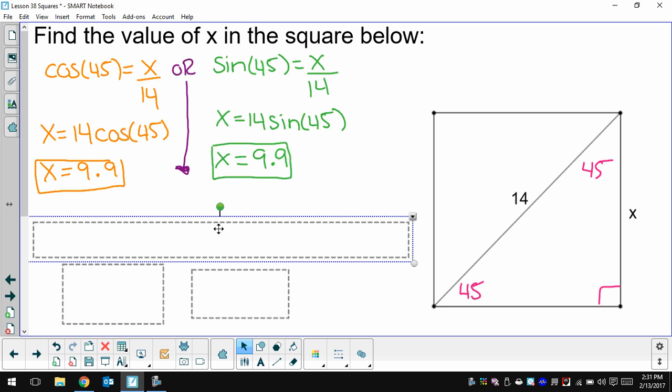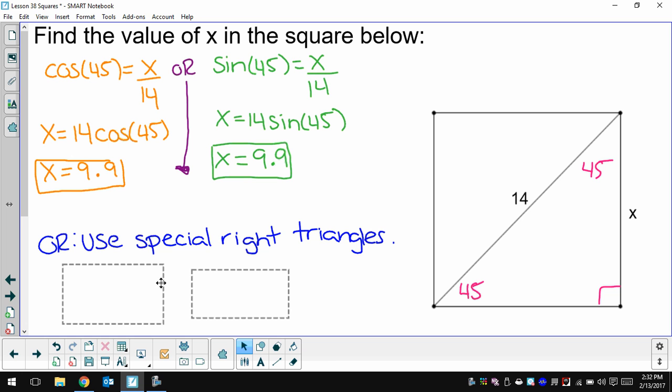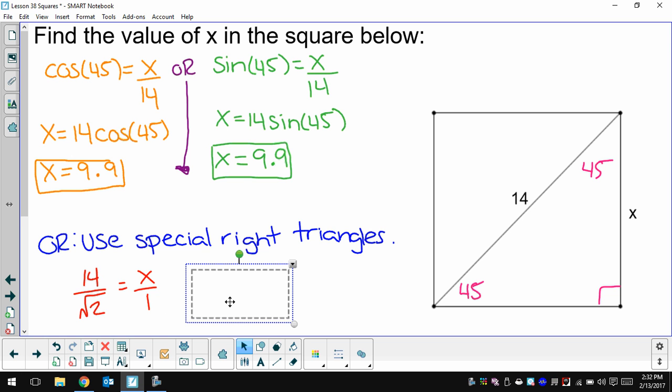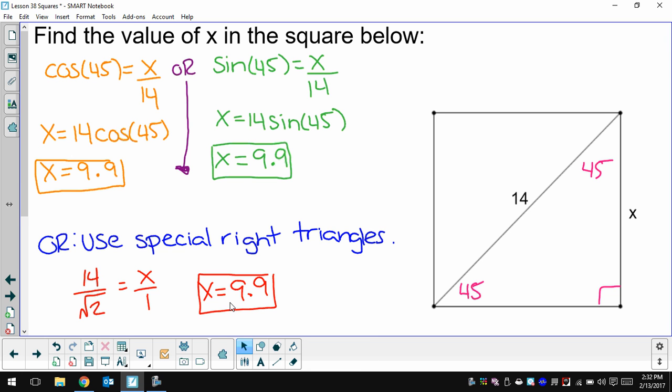If you use special right triangles, if that's something that is easier for you, you could write the proportion 14 over root 2 equals x over 1. Of course, x over 1 simplifies to be x, and in this case, we can just make that a decimal. Since it's possible to use trig, we'll just deal with decimals today.